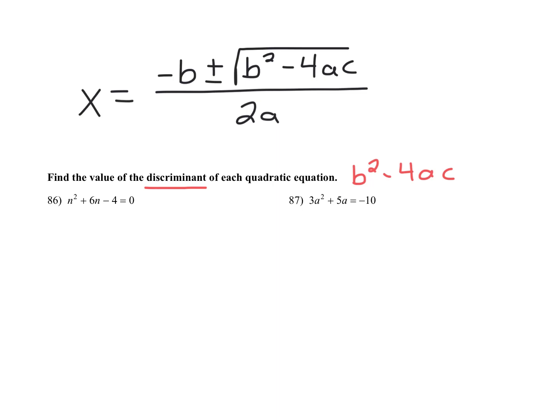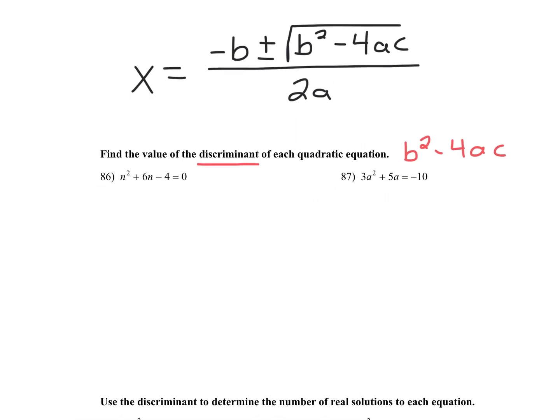So all you're doing is just plugging values into this equation right here. So what is my b? 6 squared minus 4. What's my a? 1. What's c? Negative 4. Yep. The hardest part, the trickiest part with this is knowing if it's going to be subtract or add in between. So watching out for your negatives.